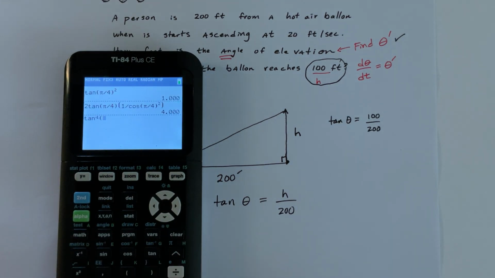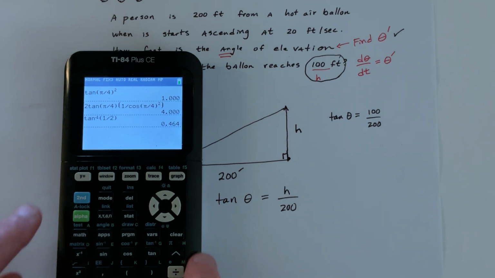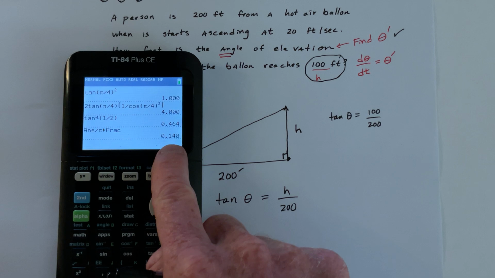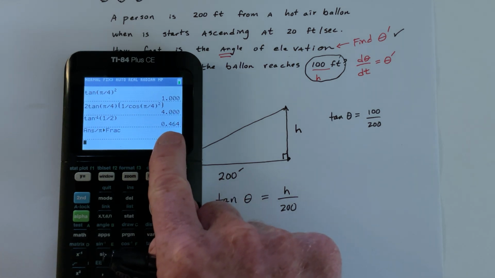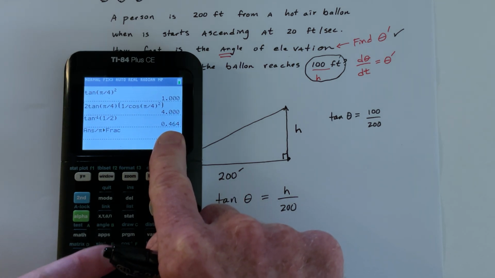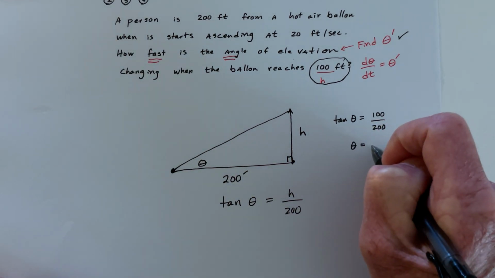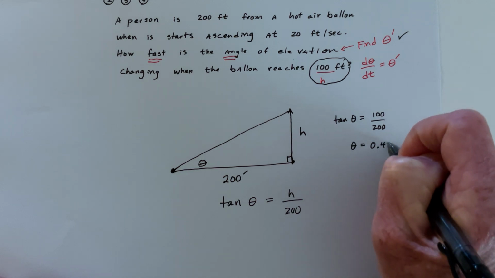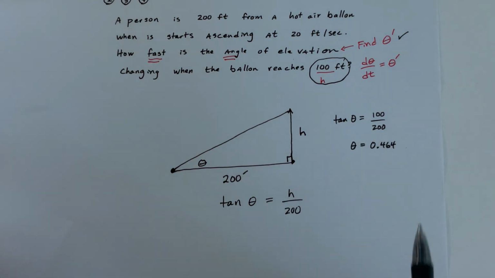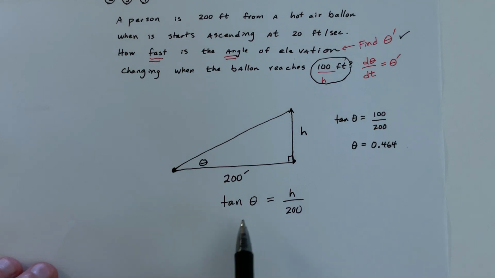And if you do tangent inverse of 1/2, is that like pi over 6 or something? Let's see. If you divide that by pi and ask the calculator what fraction that is, it says it's not a fraction. So that means we just need to use this 0.464. So theta equals 0.464. Okay, so we'll use that in a moment. We now need to take the derivative.